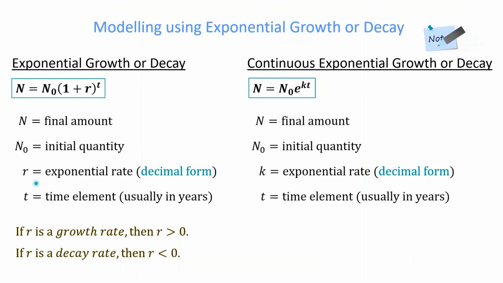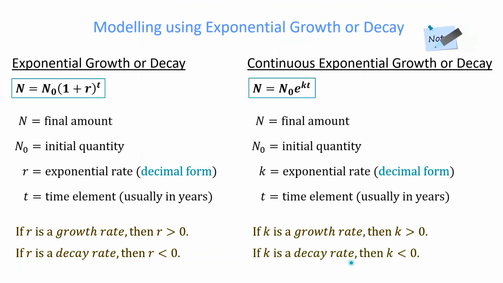Now, we had conditions on r over here. You can see the conditions are identical for k. So if k is a growth rate, then k is strictly greater than 0, so k has to be positive. If k is a decay rate, then k is strictly less than 0, so k is negative.